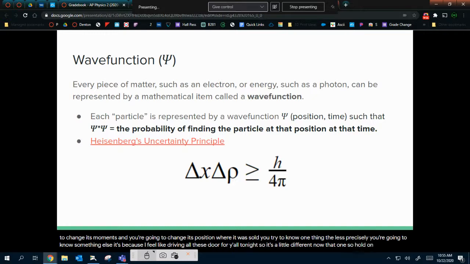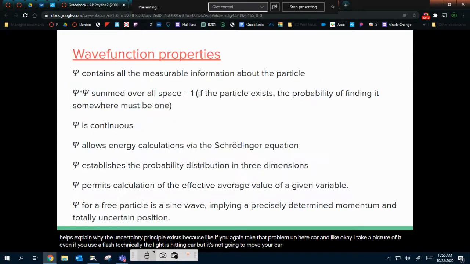So hopefully that helps explain why the uncertainty principle exists. Because if you take that problem up to your car and take a picture of it, even if you use a flash, technically the light is hitting the car, but it's not going to move your car, right?